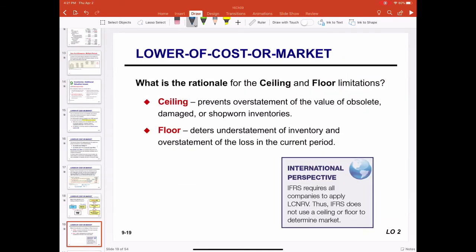The advantage of lower of cost or market is we have both ceiling and floor limitations. The reason we have these two limitations is very simple. The ceiling prevents the overstatement of the inventory. The floor deters understatement of inventory.